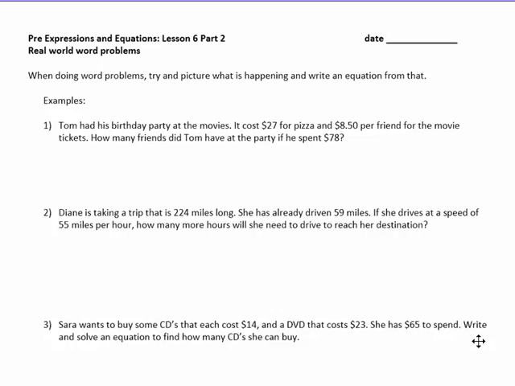Right, ladies and gentlemen, so today we're going to be doing a little bit more with word problems, and one of the hardest parts about word problems is just trying to figure out what's happening. So let's just get right into our examples here.